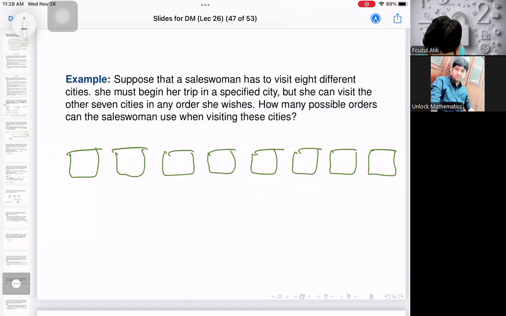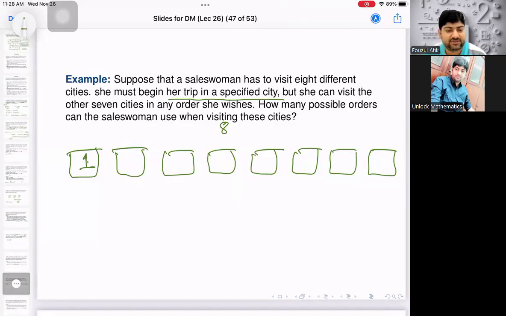Here she must start her trip in a specified city. So the first city, she has to start with one particular city. So this is fixed. For this one, you have only one choice. Then from the second one onwards, she can have any. So you have a total of 8 cities. First city, it's a specified one. She has only one choice. Second one onwards, she can go anywhere.